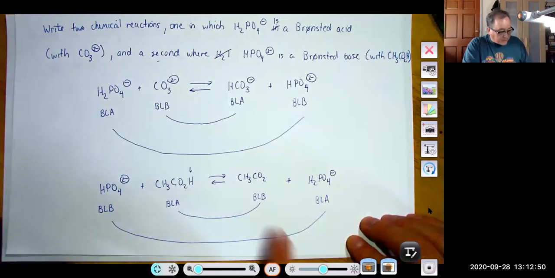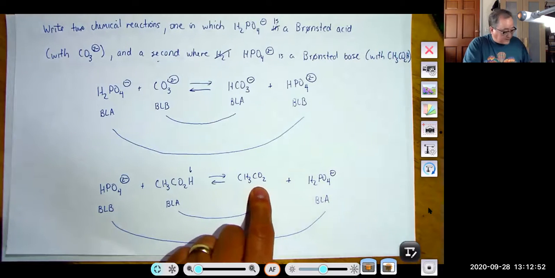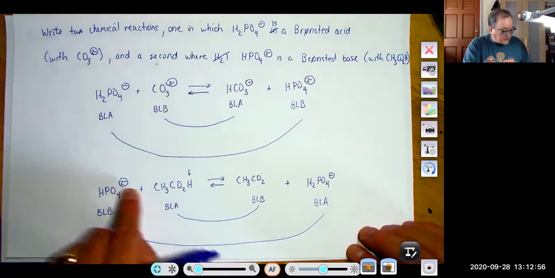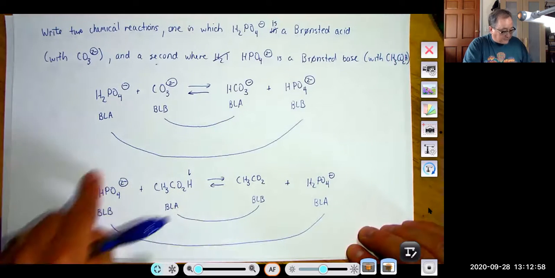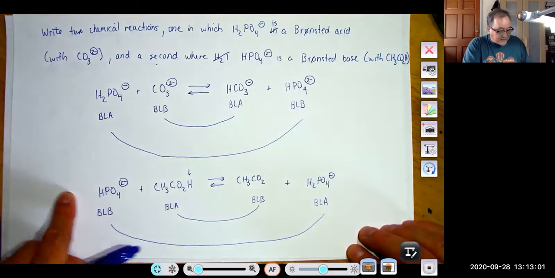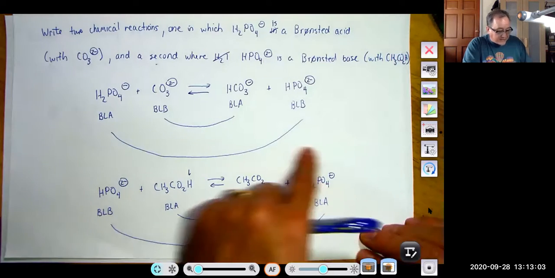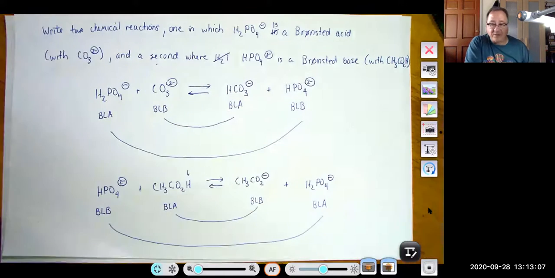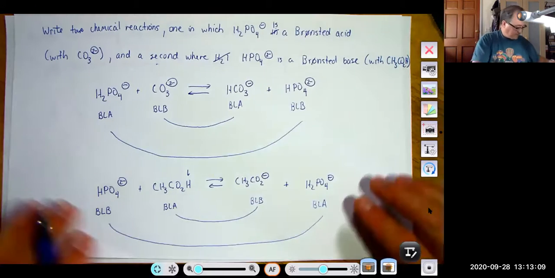Now, if I want to figure out the charge on this, I can do it two ways. I'm going to do it this way. This is -2. This is 0. This side adds up to -2. This is -1, and this side has to add up to -2. So this must be -1, and we're done. Okay?